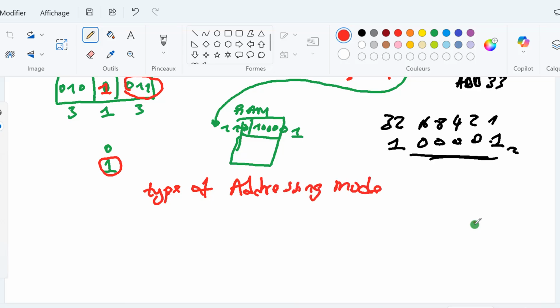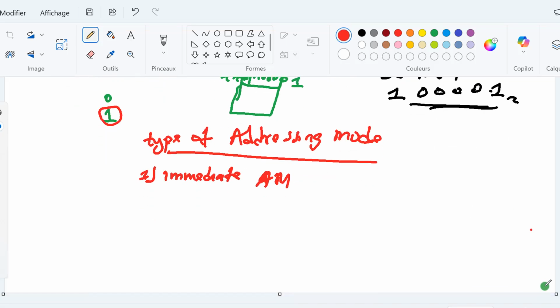Okay. Now, concerning the types of addressing mode, the first one here is what we call immediate addressing mode. So immediate addressing mode, in fact, I will just explain, but draw some diagram for illustration. I think with that you understand it better. Let me just increase this.